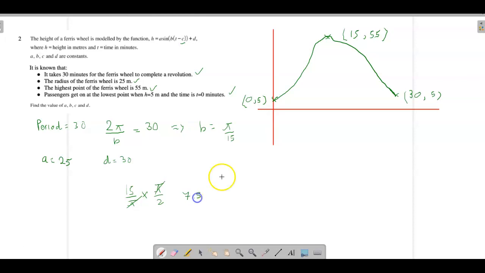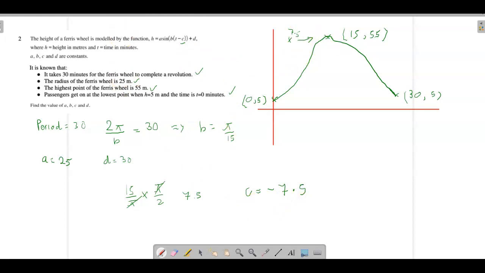So what that's saying is I was at 7.5 here before I shifted it across. Now if I go that way, it's negative, and that means that I must have made the shift, or the C value, negative 7.5. So a phase shift of 7.5, but the C value in there is negative 7.5.